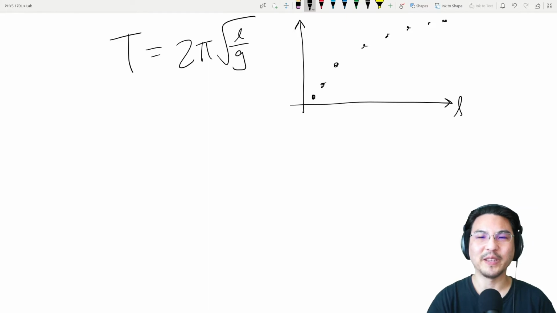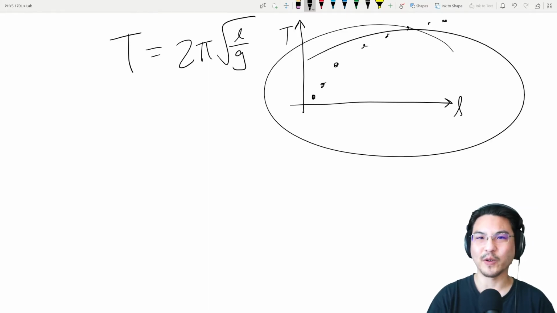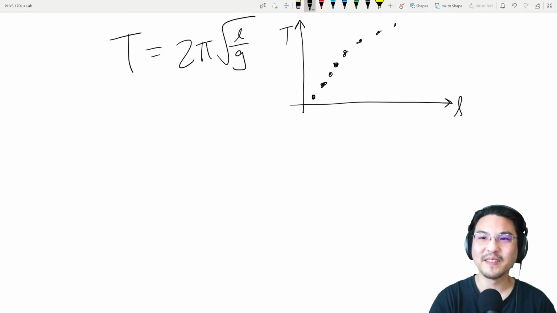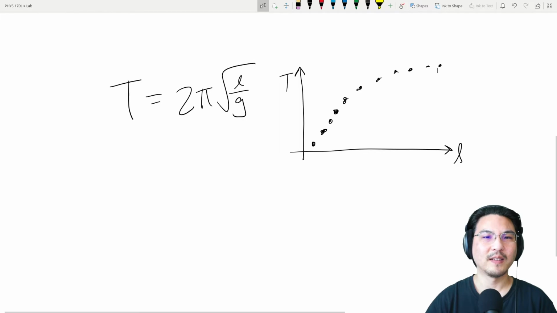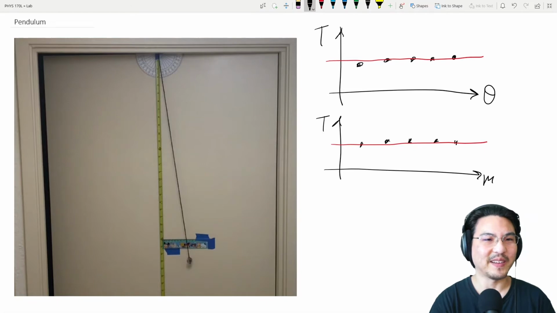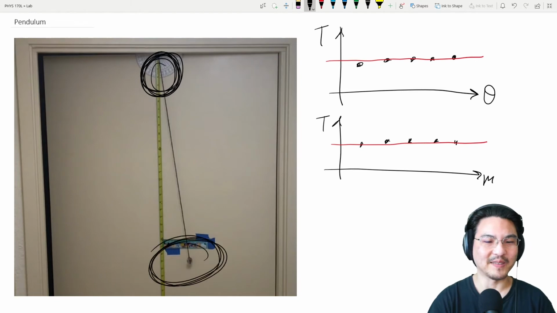Okay, so we need to show this trend. If you don't take enough data, right, it might look like this. Like it might look like it's a linear relationship. So then you need to collect enough data that you see this pattern emerge. So for practical purposes, try and get as big of a range as possible. So let's say as short as 10 centimeters and as long as at least a meter.